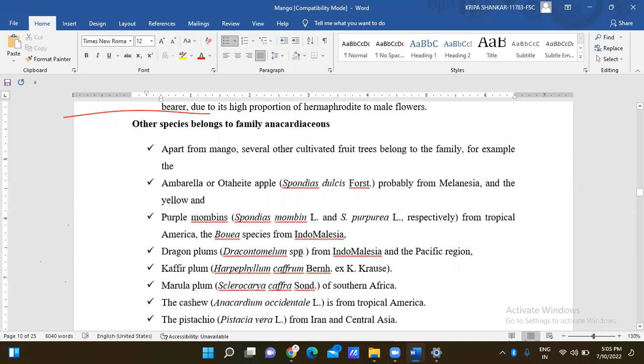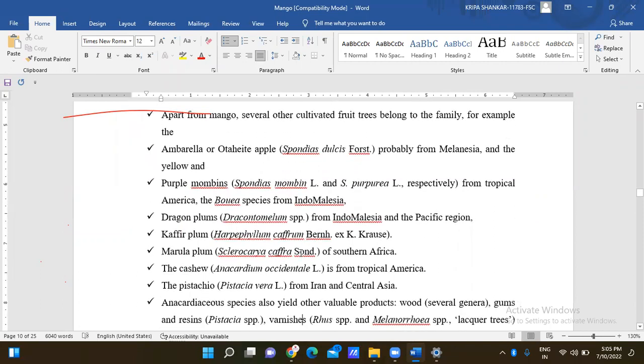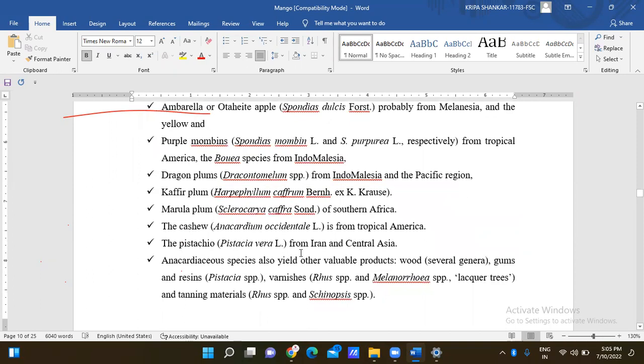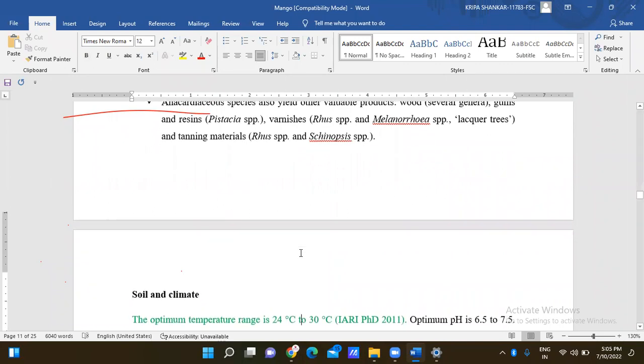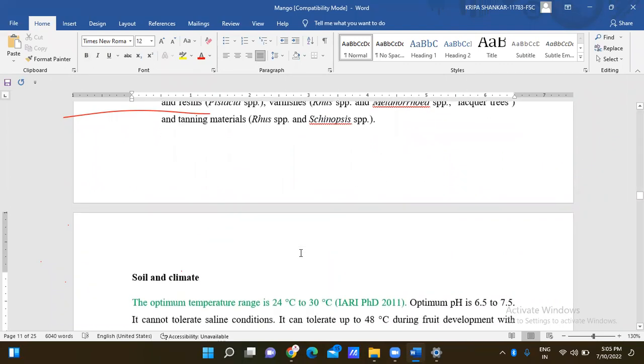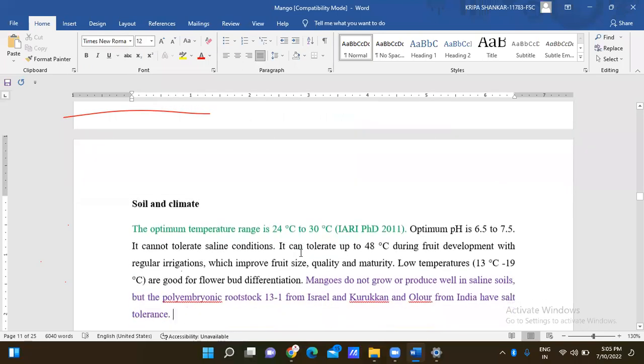Other species belong to the family Anacardiaceae, like mango. So many things are there. You can revise all those things: Kaffir plum, dragon plum, plums, then purple mombin, then cashew, pistachio. Okay. In the case of other than fruit crops, some woody plants are also there which you should remember. These are the different genera which come under the family Anacardiaceae.